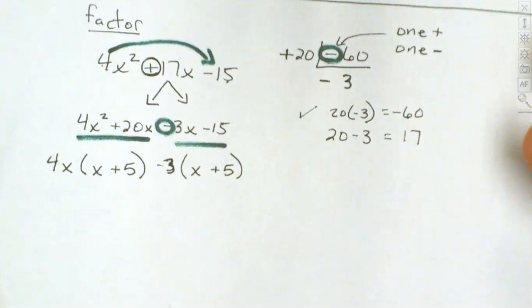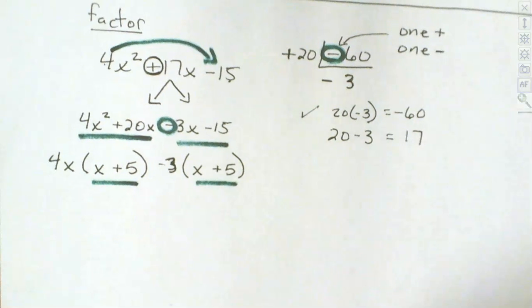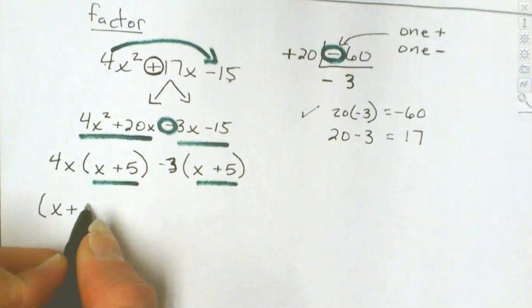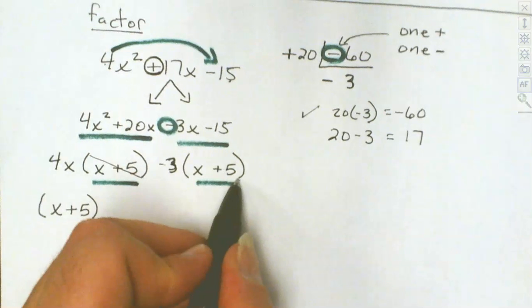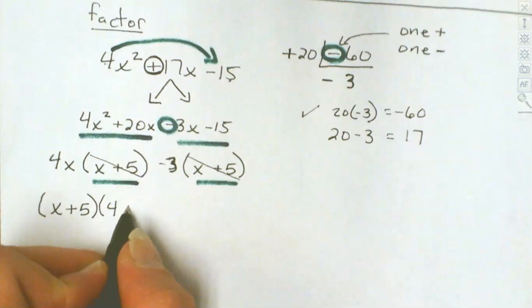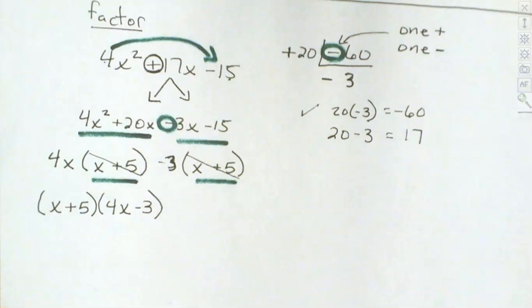Now we can look and we can see these are the same. And it can come out as an x plus 5. And then what's left over? 4x minus 3.